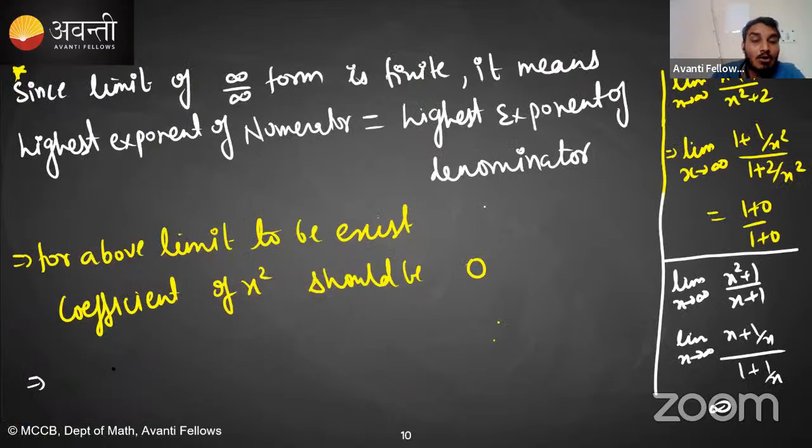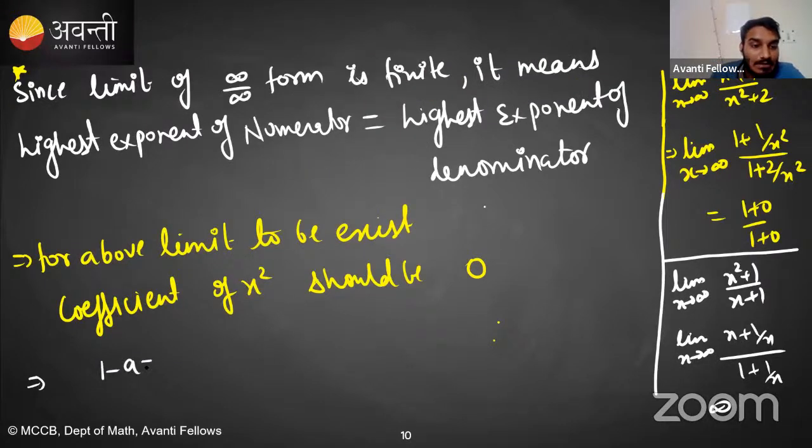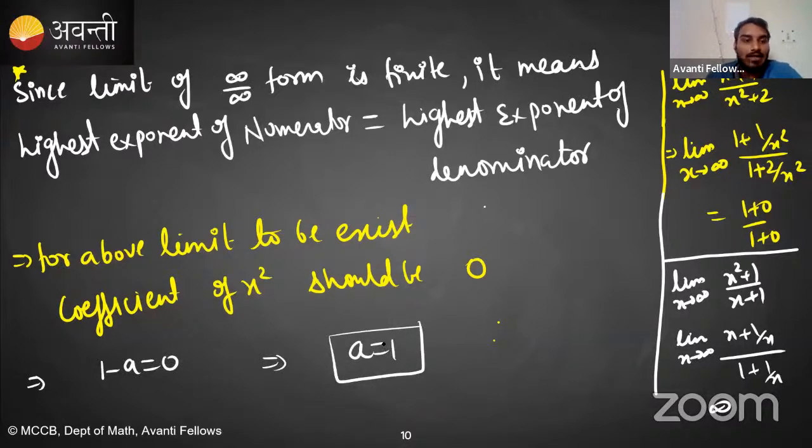So what does this mean? It implies, what is the coefficient of x square? 1 minus a. So it implies 1 minus a is equal to 0. So it means the value of a should be equal to 1. So that is the value of a we got, right? Value of a should be equal to 1. Is this clear? Okay. If it is clear, substitute a in the limit.